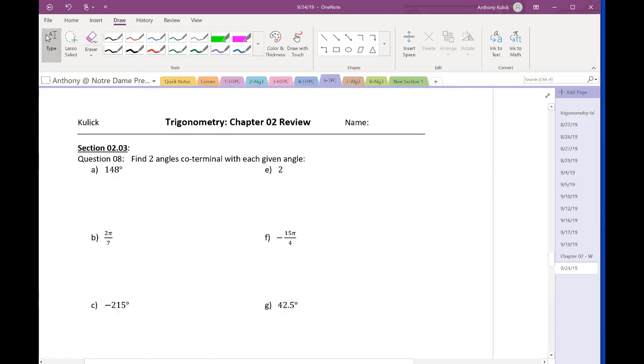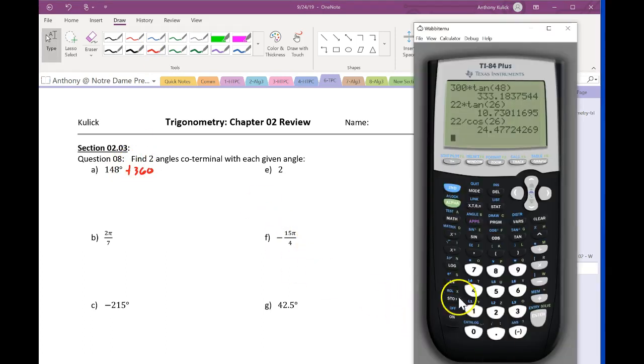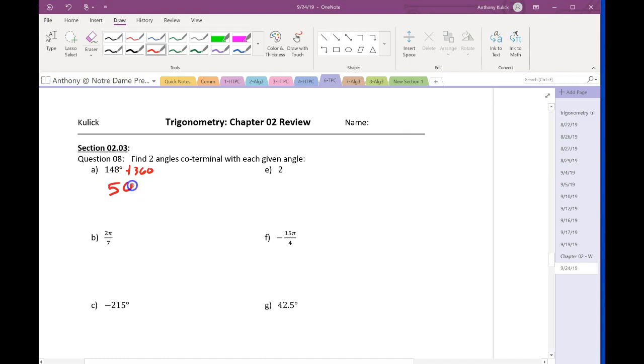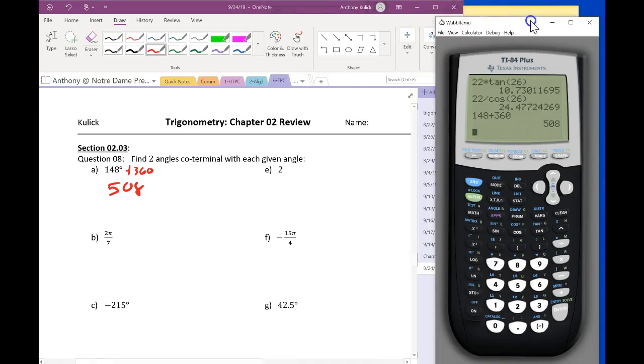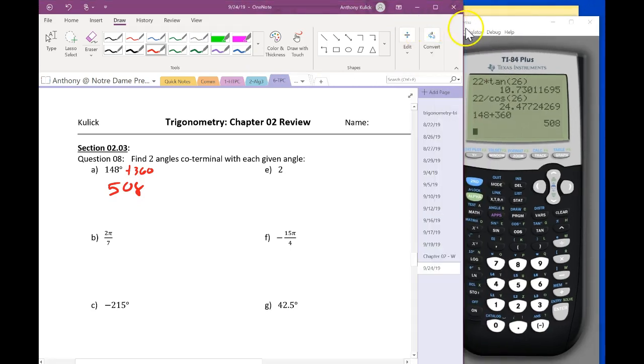Question 8 asks to find two angles coterminal with each angle. So, if I have an angle in degrees, I can find an angle coterminal to it just by adding or subtracting 360. You could do either one. So there are infinitely many answers to this. So, one answer is 508. And I'm going to look at the calculator full time, I think. That'll be easier.